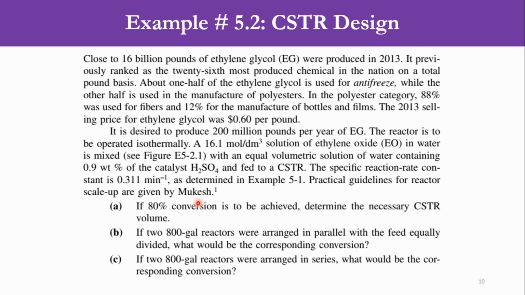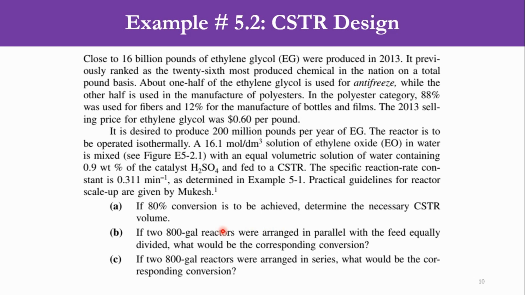Now, there are three tasks which we have to do. Number one: if 80% conversion is to be achieved, determine the necessary CSTR volume. So, X is given as 0.8, and we have to determine the value of V. Second, if two 800 gallon reactors were arranged in parallel with the feed equally divided, what would be the corresponding conversion? First case, 1 CSTR, X was given, we had to determine V. Second case, reactors are in parallel, the volume is given, we have to determine X.